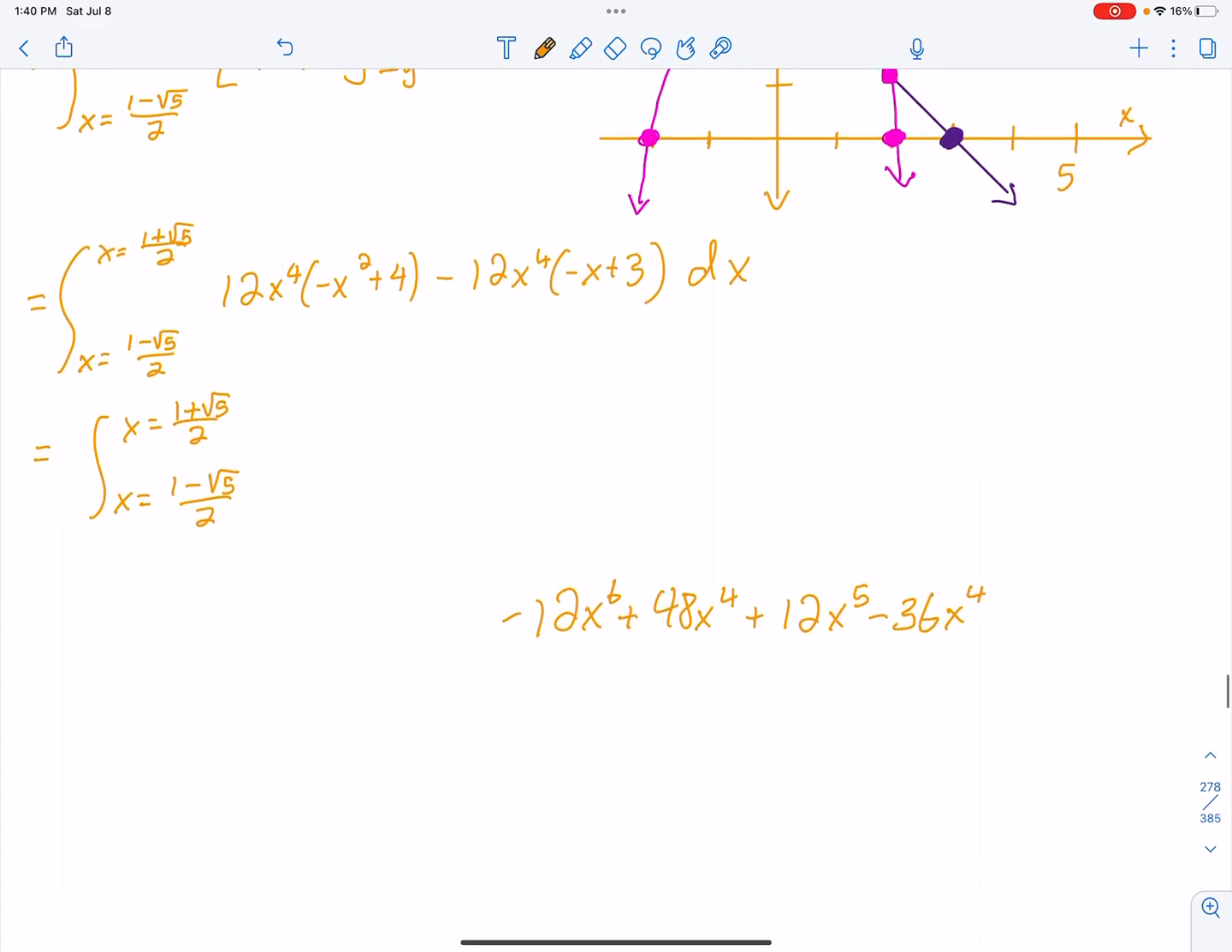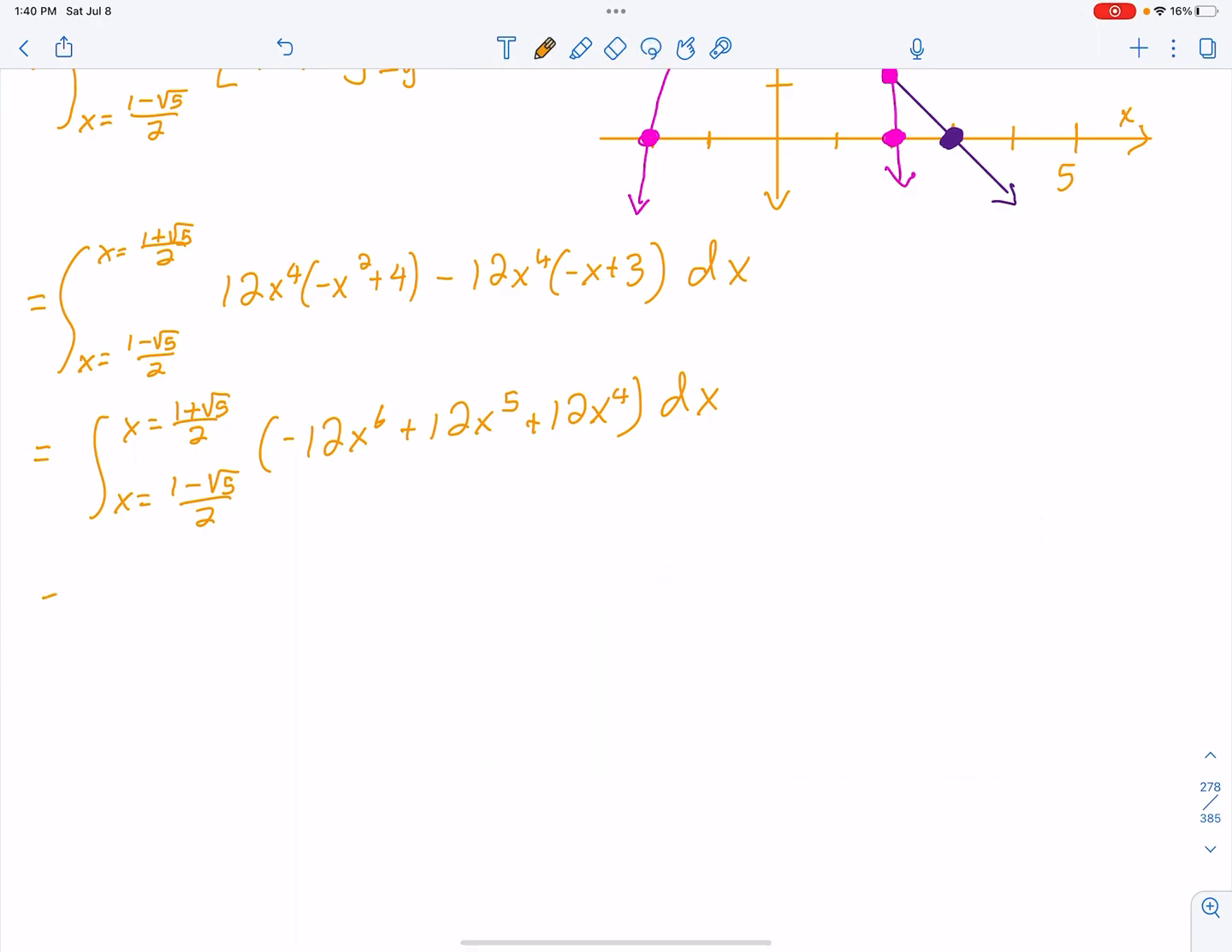We can combine like terms here. I got a negative 12x to the 6th. And then I'm just checking my notes real quick, plus 12x to the 5th. And then 48 minus 36 is 12, so I got a 12x to the 4th. All right, so that's what's going here. I got negative 12x to the 6th plus 12x to the 5th plus 12x to the 4th dx.